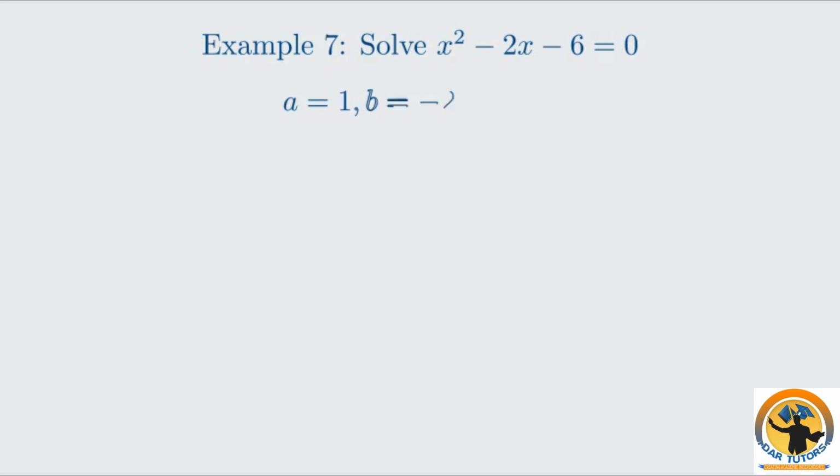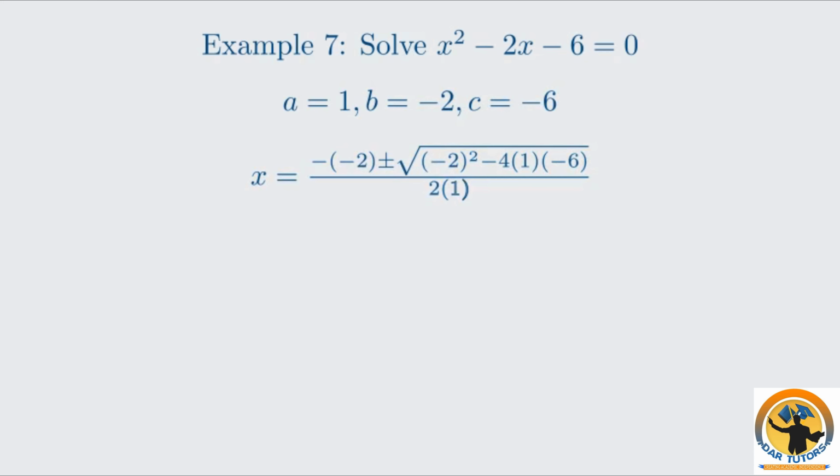Let's use the quadratic formula to solve an equation. Solve for x: x squared minus 2x minus 6 equals 0. First, identify the coefficients a, b, and c. Here, a is 1, b is negative 2, and c is negative 6. Now substitute these values into the quadratic formula. x equals negative negative 2, plus or minus the square root of negative 2 squared minus 4 times 1 times negative 6, all over 2 times 1.